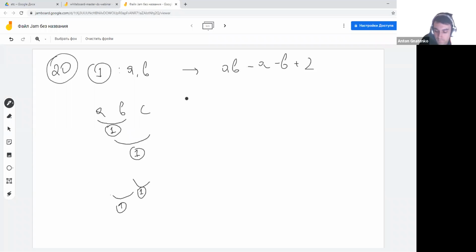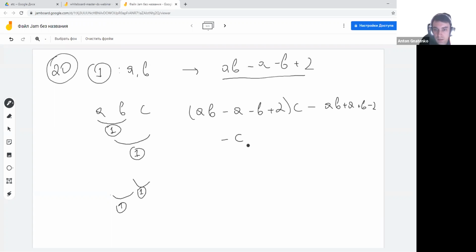So if I apply the operation, the result here would be this. Now I apply the very same operation to this result and the number C. So I compute their product, and then I subtract the first number, and then I subtract the second number, and then I do the +2. And what do I obtain? I'll just simplify the expression.